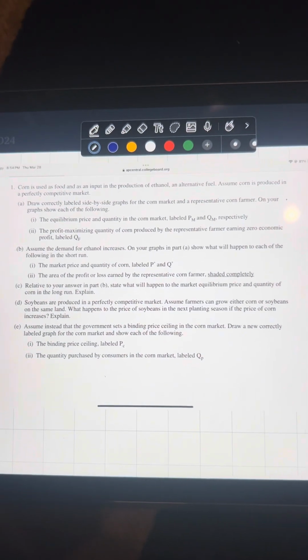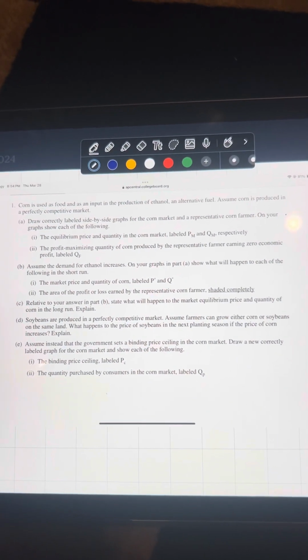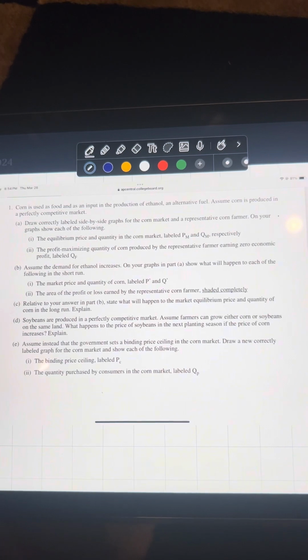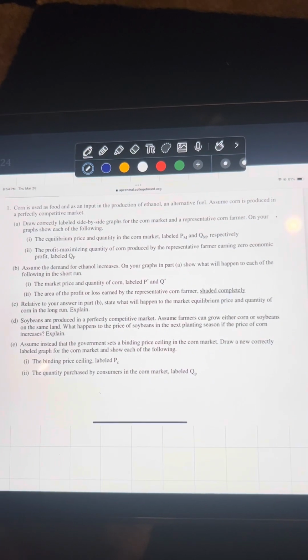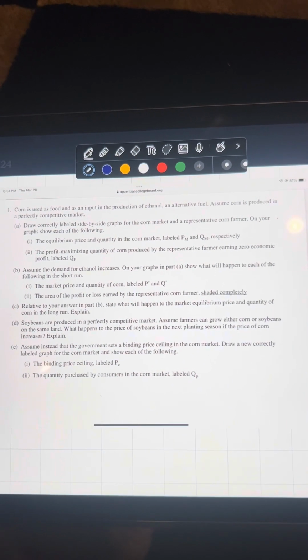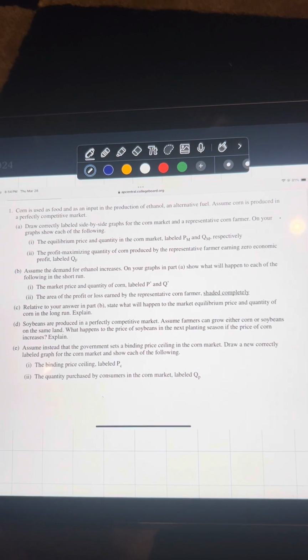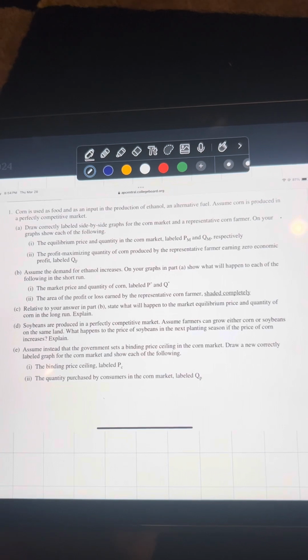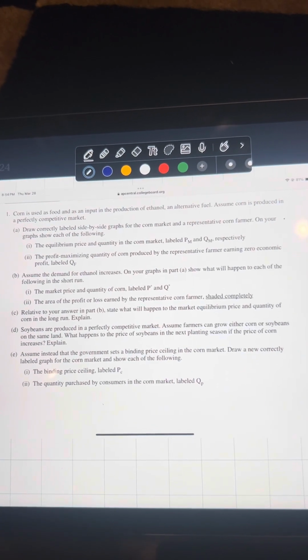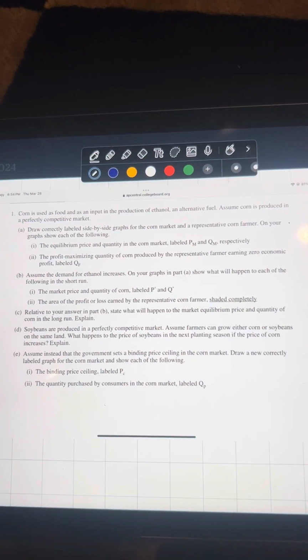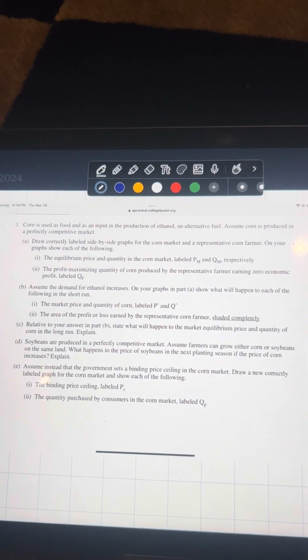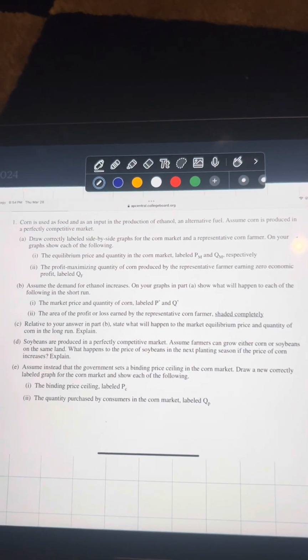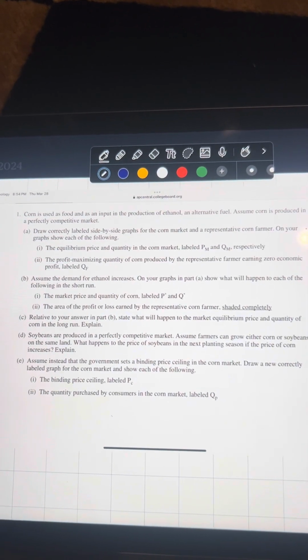Okay, final part of question 1. Assume instead the government sets a binding price ceiling in the corn market. Draw a new correctly labeled graph for the corn market and show each of the following: the binding price ceiling labeled as PC, and the quantity purchased by consumers. So it's basically just asking for a corn market graph, but you throw in a price ceiling and mark the quantity at which consumers would buy corn.